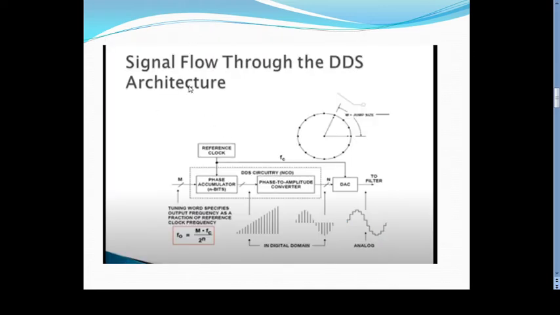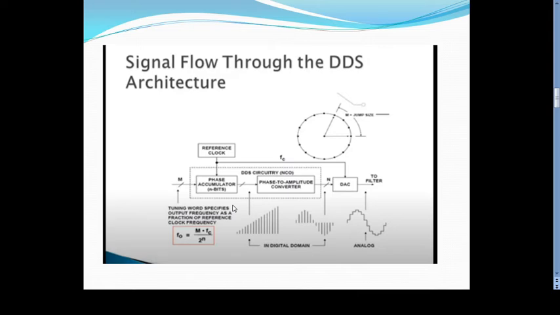So, signal flow through the DDS architecture. M is nothing but the number of jumps. The reference frequency or reference clock is given to the phase accumulator of n bits. This is the DAC circuit, and the phase to amplitude converter. The output is available from the phase wheel.